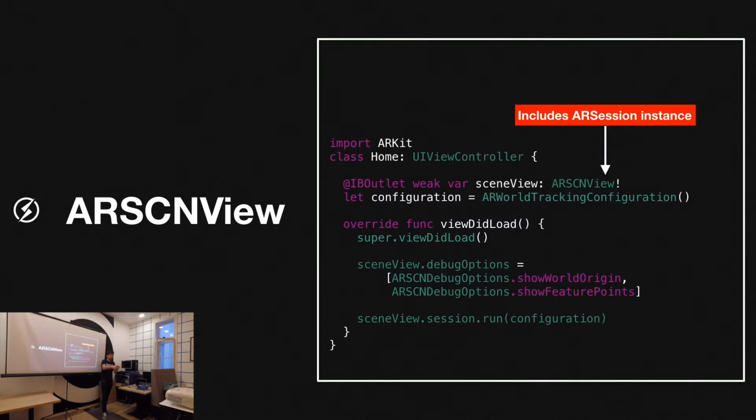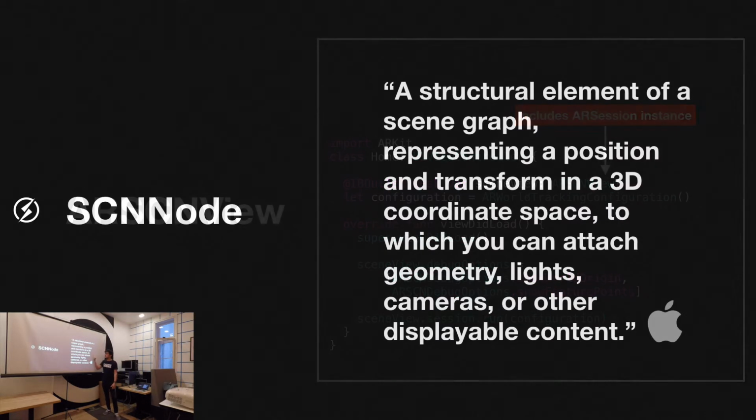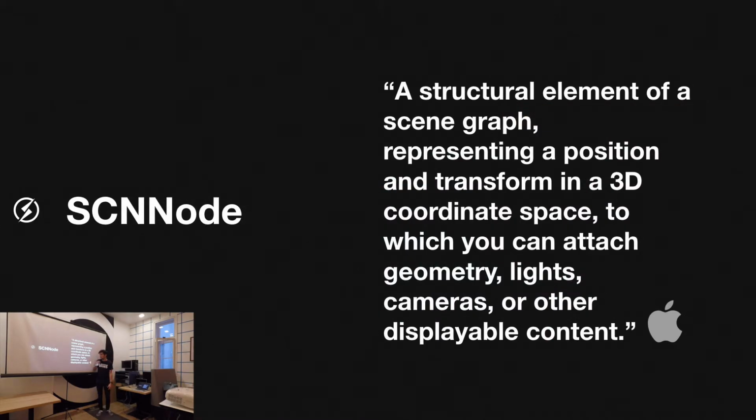But to add an object to the scene, to add a geometry, for example, you need to understand the concept of node. Apple gives us this description here, which is quite colorful. I'd rather say that it's just a position in space that you can attach geometry, light, or every other type of element.